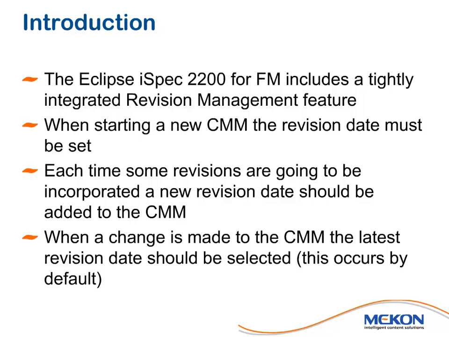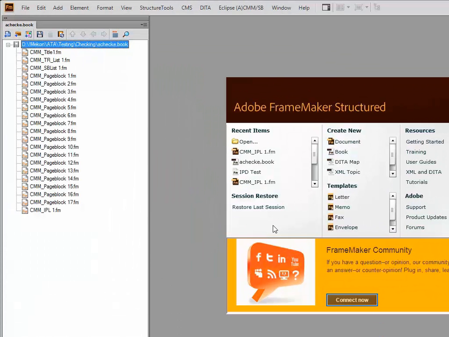Each time a revision is going to be incorporated, a new revision should be added to the CMM. It's done very straightforwardly. When a change is made to the CMM, the latest revision date should be selected, and normally this occurs by default. So we'll have a look now at adding the first revision date.